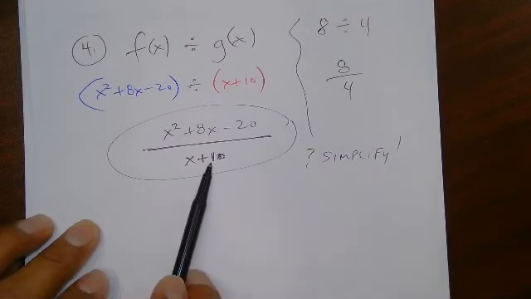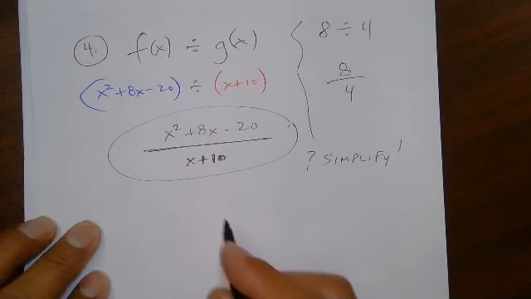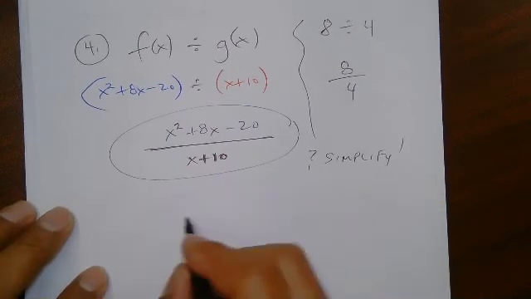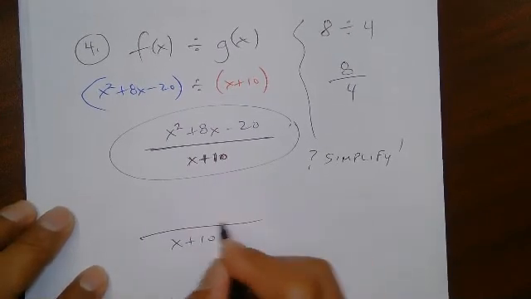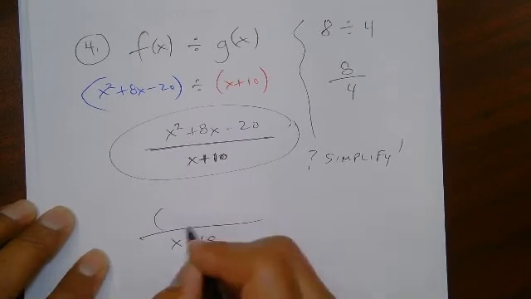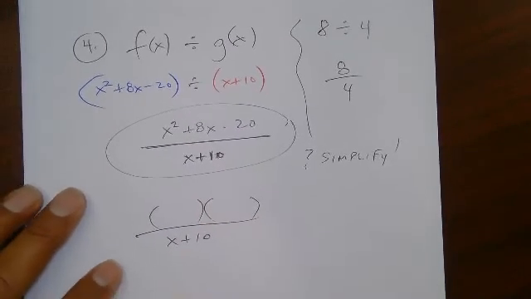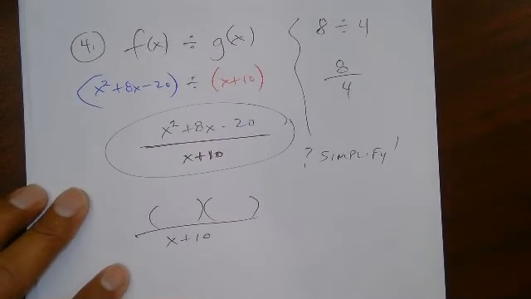Well, I'm just going to tell you real quick. This bottom one is a factor of this one. So in other words, see, I got the x plus 10 on the bottom. This one, this x squared plus 8x minus 20, is factorable. It's factorable. You guys remember that from Algebra 2?